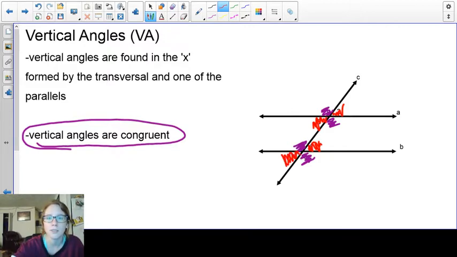So I only really need 2 values here to determine all of my different angles, but we need to know what all is equal to each other. That's why I like this picture, because it helps me see all the equal pieces.